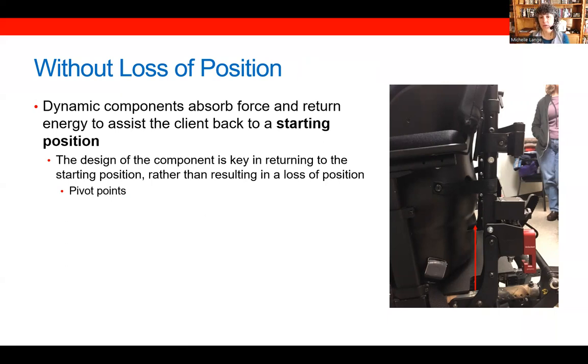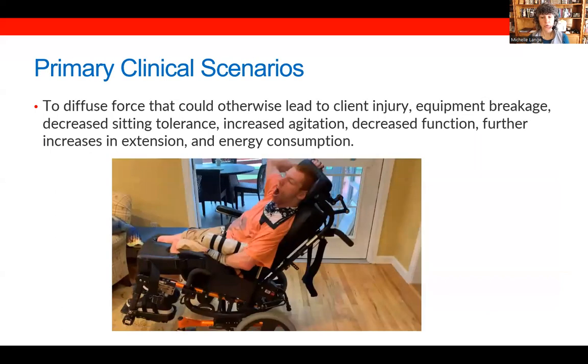So the design of the component relies greatly on matching the natural pivot points of the client. Here we have a dynamic back, and you see that arrow there. The dynamic back is placed so that it's above the seat rail, the pivot point. That allows it to be about the same height as the natural pivot point at the hip. That allows the client to extend and come back to their starting position without the pelvis sliding forward into a posterior tilt.